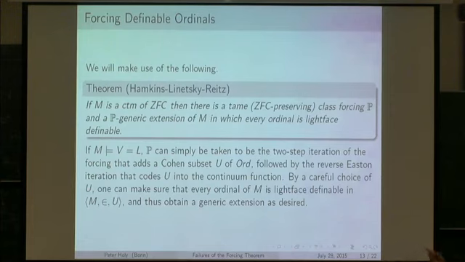You have to be careful in the choice of the Cohen subset of Ord. Not every generic extension of this model M by this forcing will have all ordinals light-face definable, but there is a particular generic extension in which all ordinals are light-face definable, and that can be ensured by a very careful choice of this Cohen subset U of the ordinals. But I'm not going into the details of this.